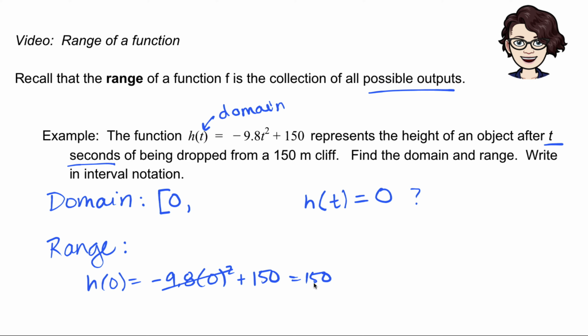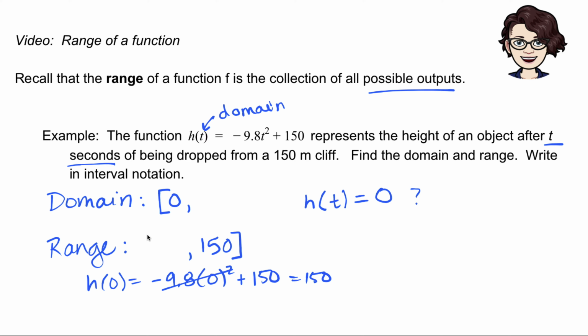Is it going to be more than 150 meters? Is it going to go up into the air? Well, we're not throwing it up into the air. This function doesn't model throwing it up into the air. It's simply being dropped. So the greatest number of our range is going to be 150 meters.